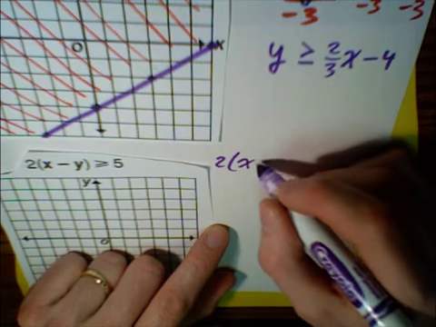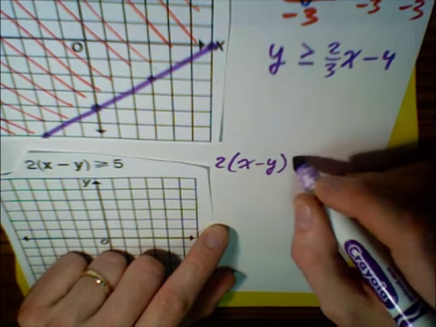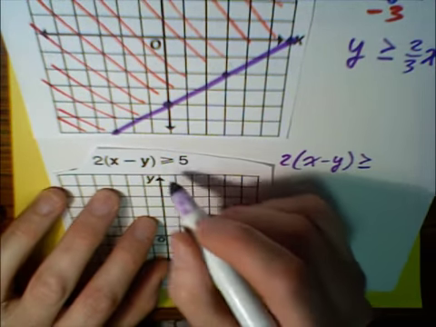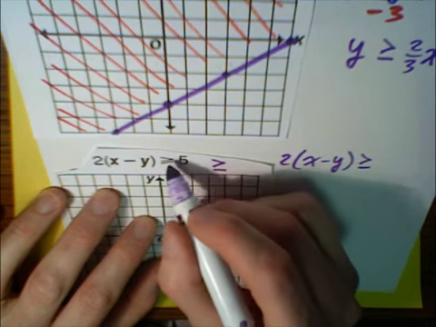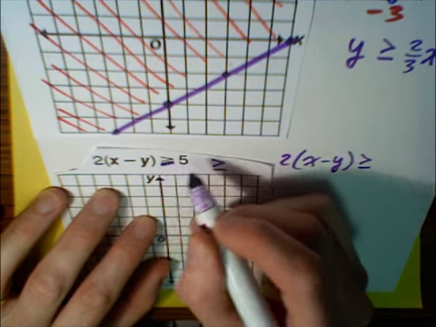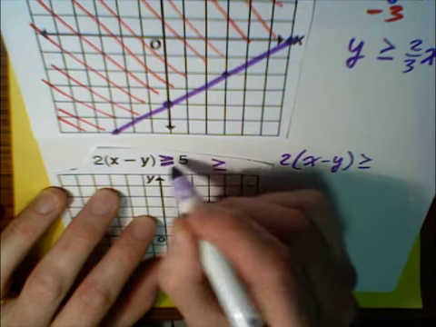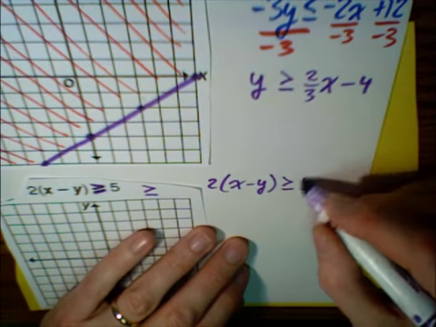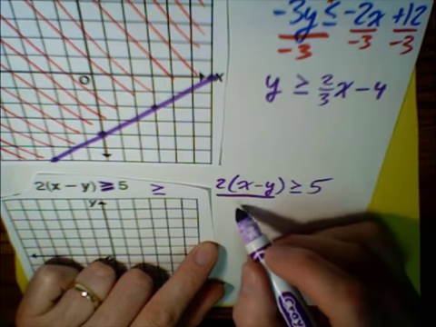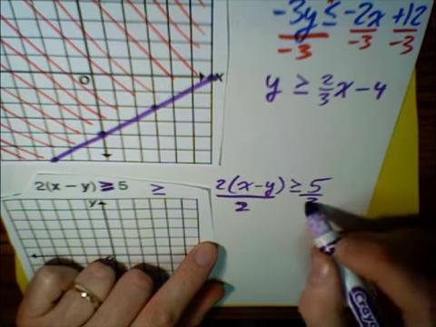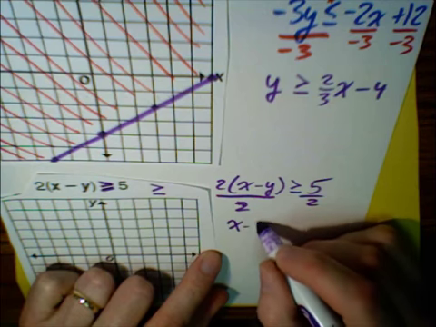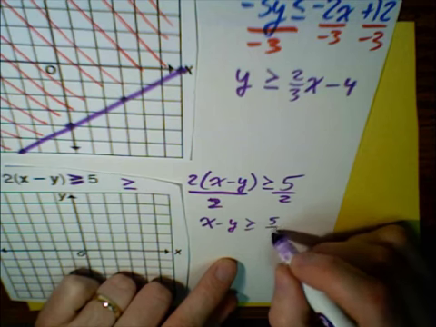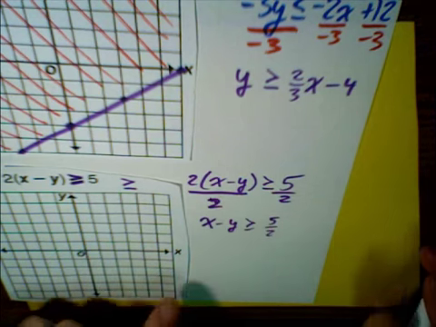2 times the quantity x minus y is greater than or equal to, and again, it might not show up well in the video, but this actually is a greater than or equal to sign. There's actually a double bar at the bottom there. Doesn't show up well on the laptop. So what we're going to do is we're going to divide both sides by 2. And we have x minus y is greater than or equal to 5/2. We'll convert that when we go to graph.